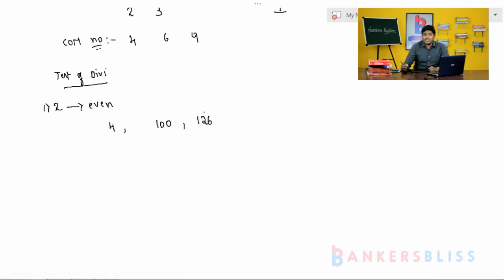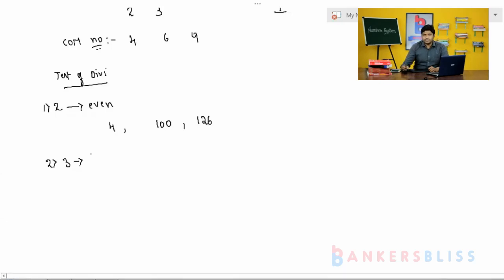So how can you decide whether the number is even or not? Based on the unit digit. If the unit digit is even in nature, then obviously the number is even in nature. So if the number should be divisible by 2, then obviously the number should be even. Next, test of divisibility for 3. What is the nature of the number if it has to be divisible by 3?